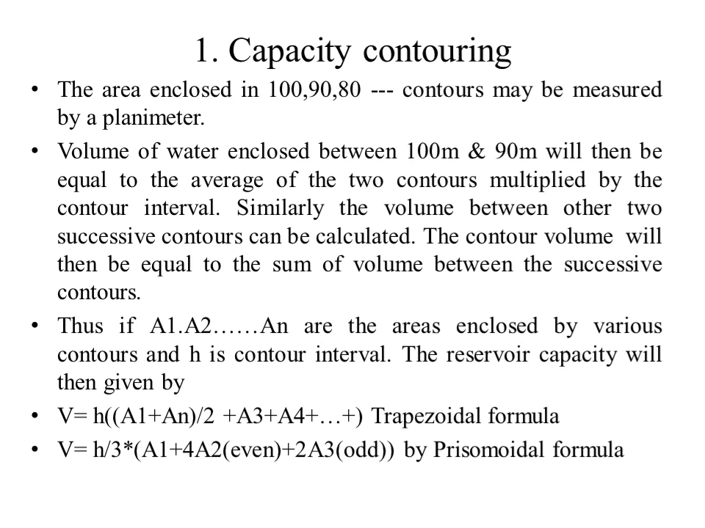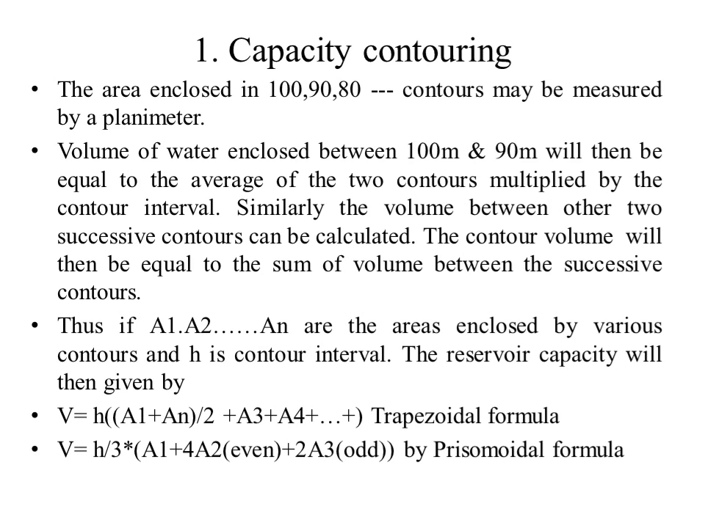Then the capacity contouring. So in the given figure, the area enclosed in between 100, 90, 80 may be measured by a planimeter. The volume of water enclosed between 100 meter and 90 meter will then be equal to the average of two contours multiplied by the contour interval. Similarly, the volume between other two successive contours can be calculated. The contour volume will then be equal to the sum of volume between the successive contours.